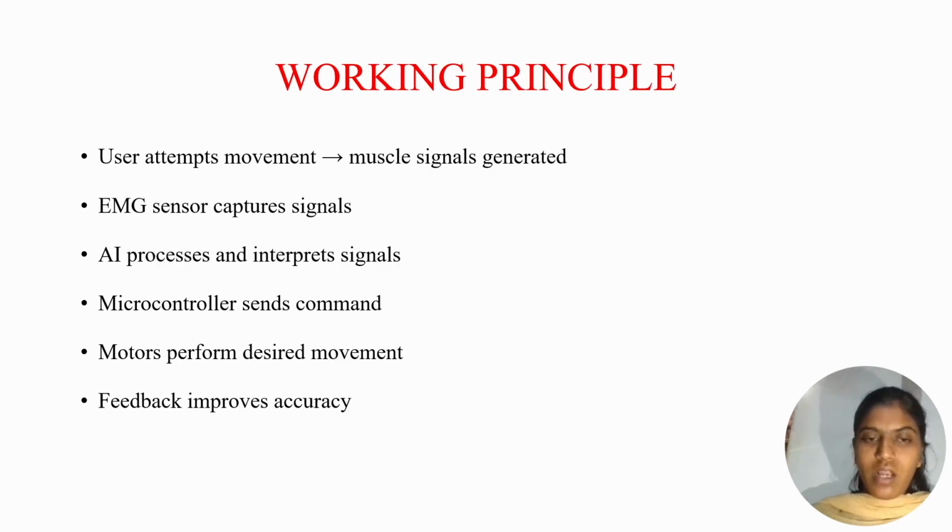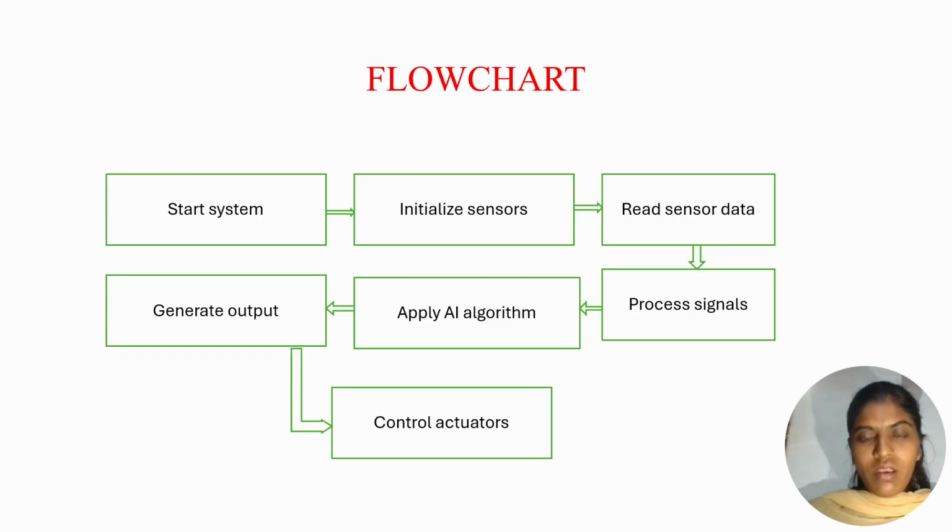Then the working principle: the user attempts movements and muscle signals are generated. EMG sensors capture the signals, AI processes and interprets the signals, the microcontroller sends commands, and motors perform the desired movement. Feedback improves accuracy.